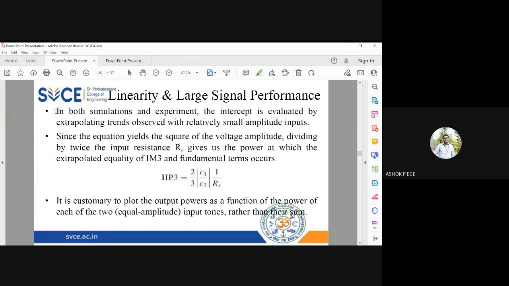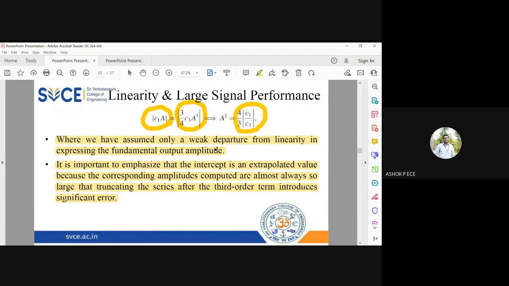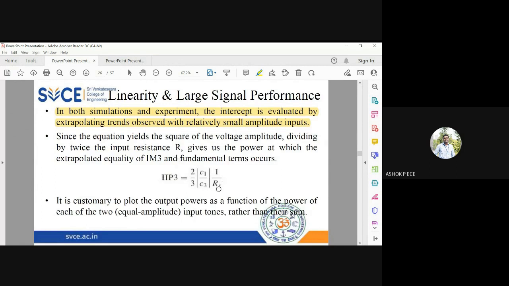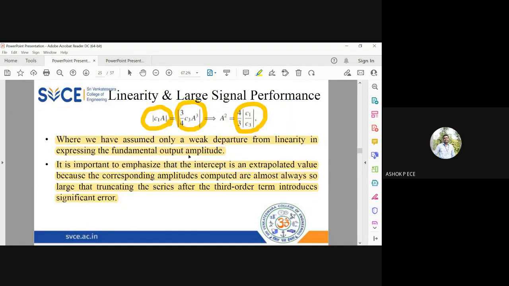And both in simulation and experiment, the intercept is evaluated by extrapolating. So the parameters are measured theoretically and practically. So actually it is voltage. So this IIP3 is a power. We are going to find what is the minimum power. So how will you convert voltage into power?